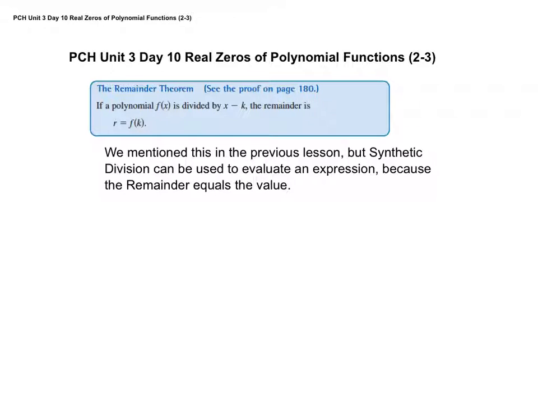The second application of synthetic division is what you see right here, the remainder theorem. What we can do, and this is really kind of cool, is use the same process we use for division to evaluate a function. If you look carefully at this theorem, it says if a polynomial f of x is divided by x minus k, the remainder is r equals f of k.